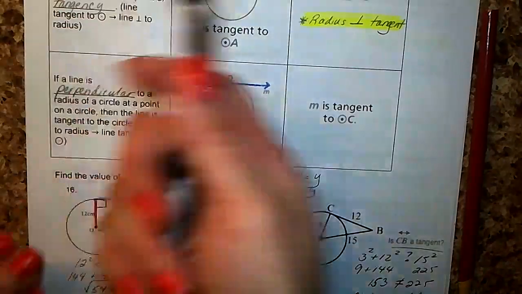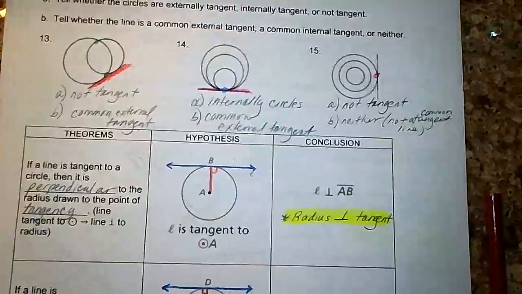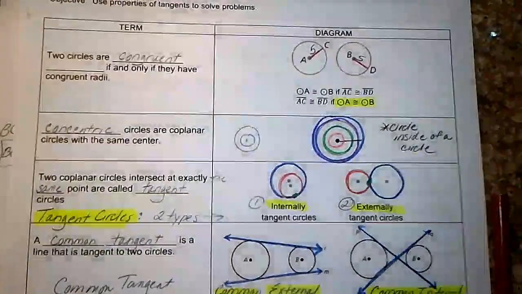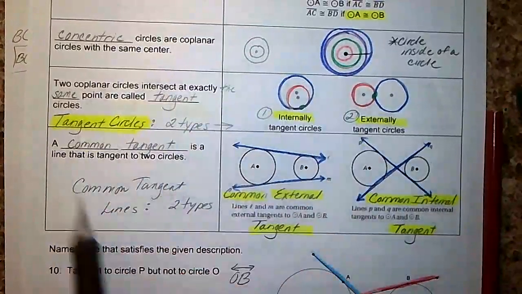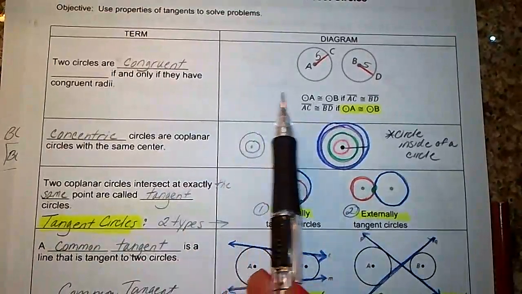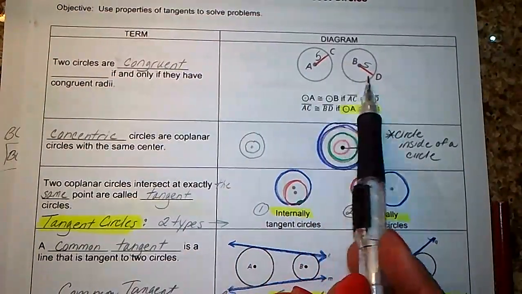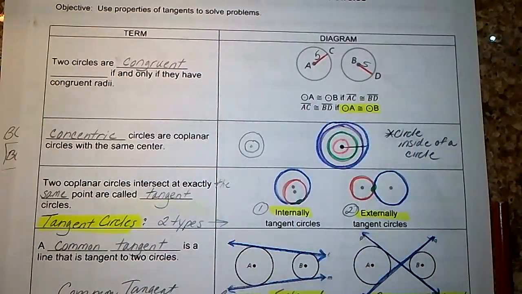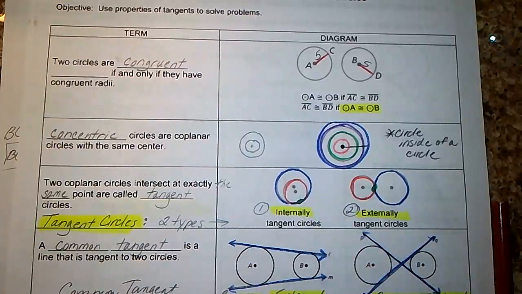Okay? We also talked about these concepts of common tangent circles and common tangent lines. And again, I know that can be tricky. You might need to go back and rewatch that part of the lesson. And the final thing we talked about, of course, is circles that are congruent if they have the same radius length, okay? And, of course, concentric circles as well. It's just a circle inside of a circle.